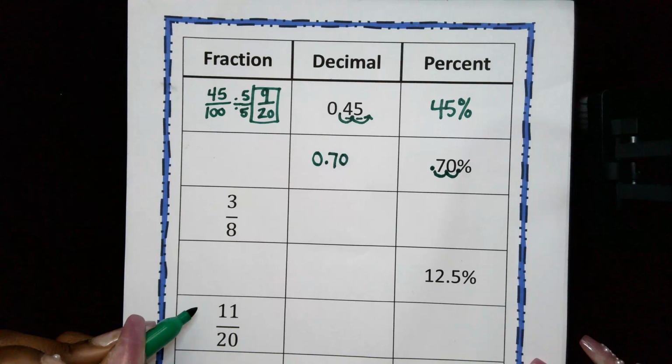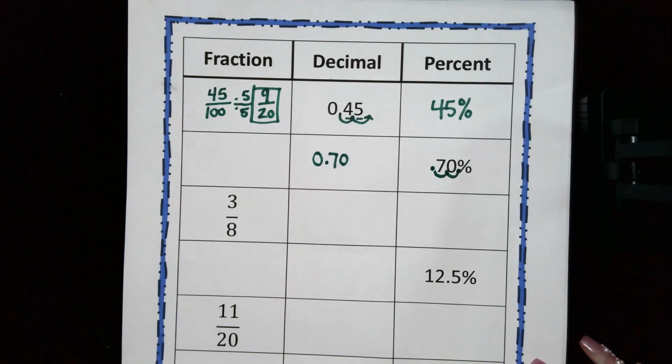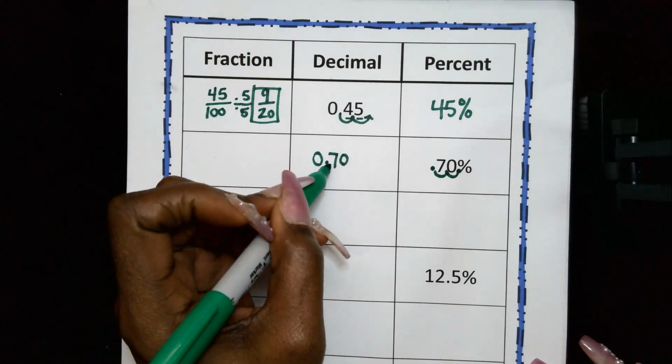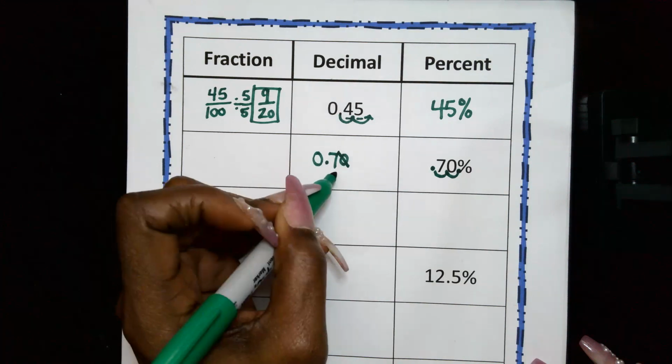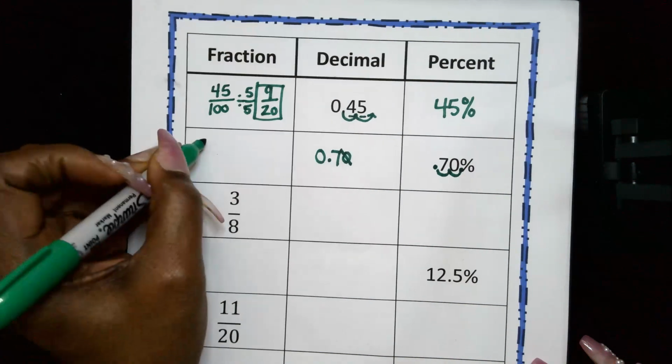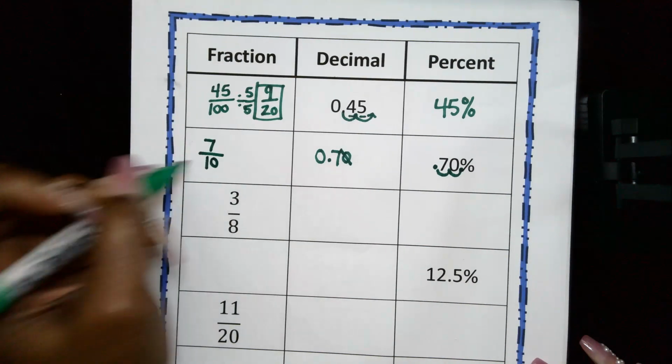In order to turn a decimal into a fraction, again, we look at place value. Tenths, hundredths, or we can just take off the 0 and just say tenths. So 7/10.